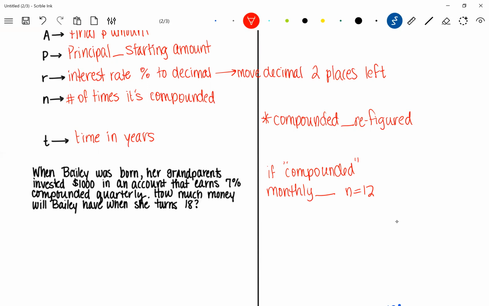What if it said it's compounded weekly? That means every week. So how many times in a year is it going to be? That's 7 days in a week. How many weeks are in a year? Hint, it's 52.